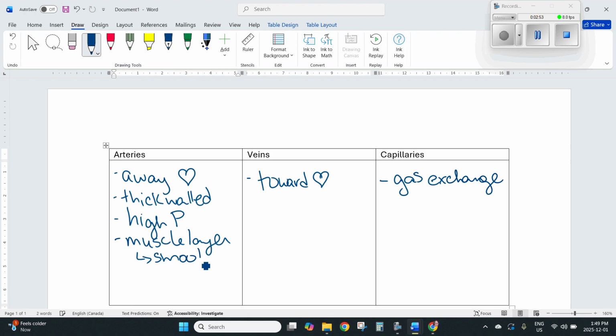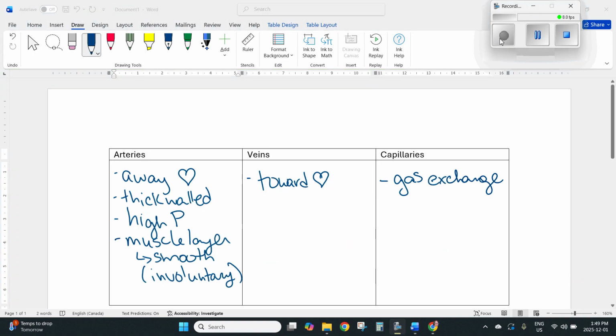And anytime we have smooth muscles, they are considered involuntary muscles. And involuntary muscles we don't control. Our body just knows to do it. So the involuntary muscles means that we don't control them. They just naturally do what they need to do when they need to do it. And it is controlled by our brain.